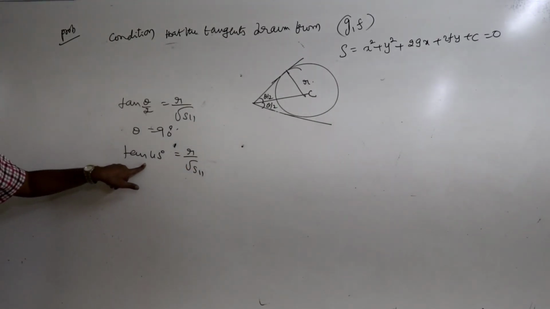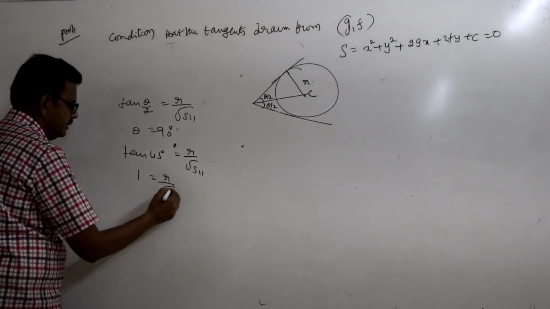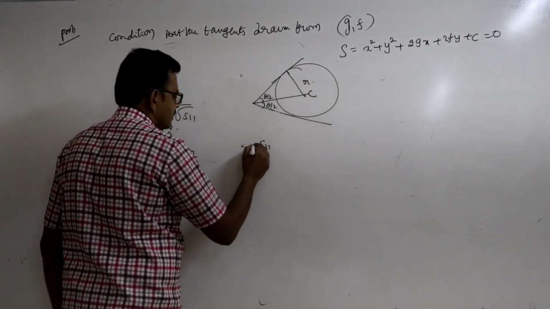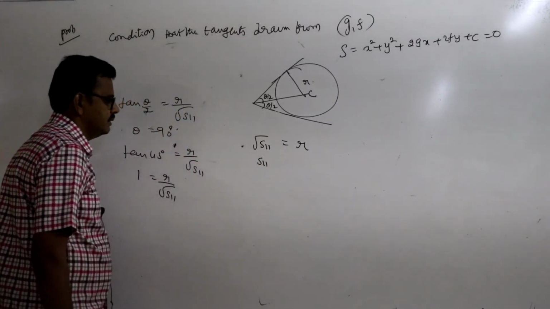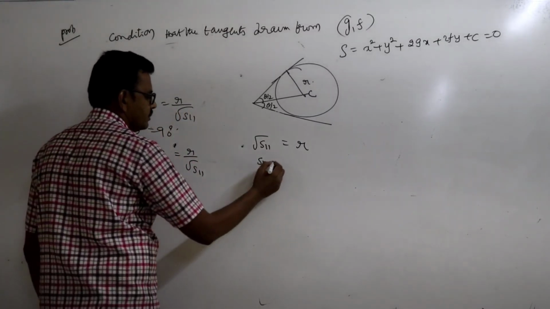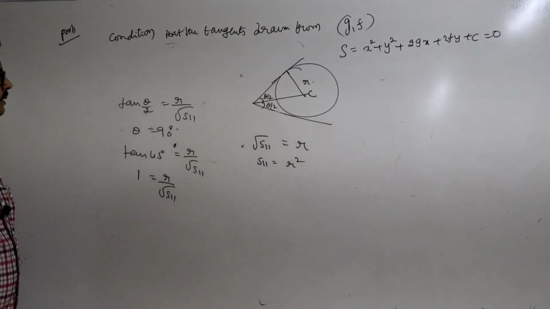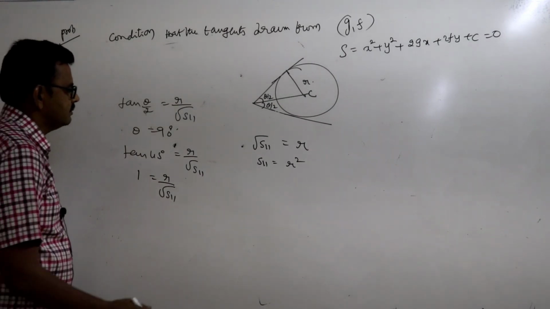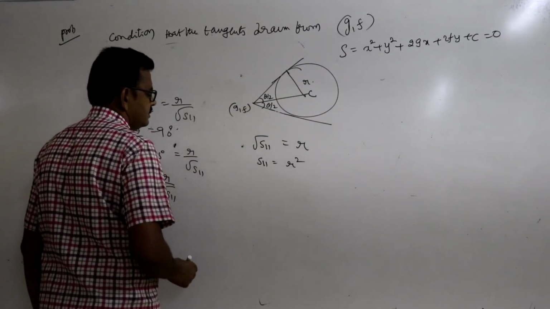Tan 45 value is 1. Therefore, 1 = r/root(S11). Therefore, root(S11) is equal to r. Squaring on both sides, S11 = r square. So S11, what is S11? The point is (g, f).